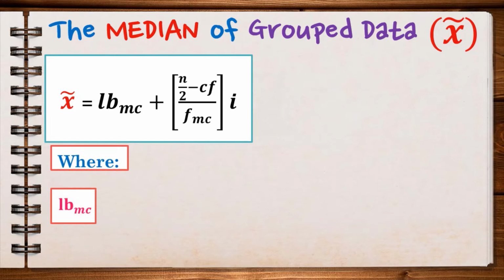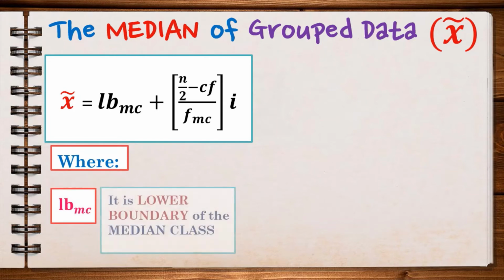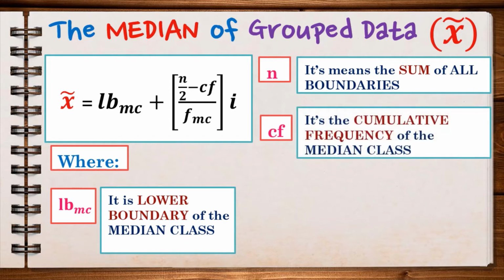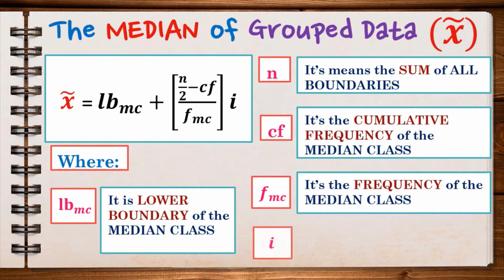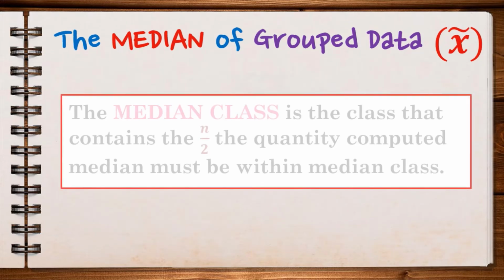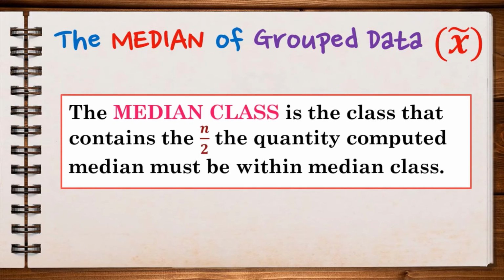So LB means lower boundary of the median class. And then yung N, that is the sum of all the frequencies. And then CF, that is the cumulative frequency before the median class. Okay, next is the frequency of the median class. So i is the class interval. So isa-isahin po natin yan. The median class is the class that contains the N over 2. The quantity computed for the median must be within the median class.